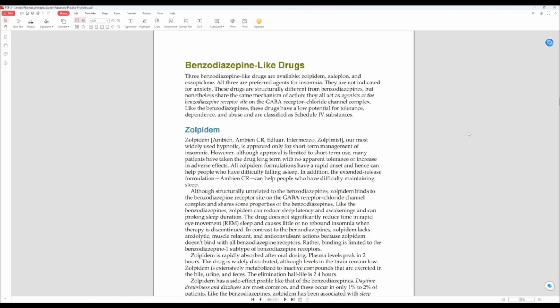They all act as agonists at the benzodiazepine receptor site on the GABA receptor chloride channel complex. Like the benzodiazepines, these drugs have a low potential for tolerance, dependence, and abuse, and are classified as Schedule IV substances.